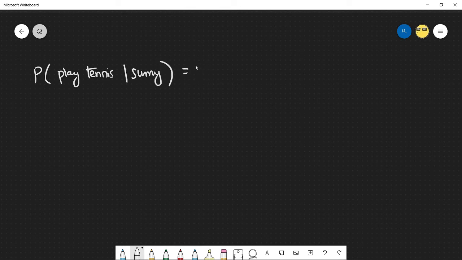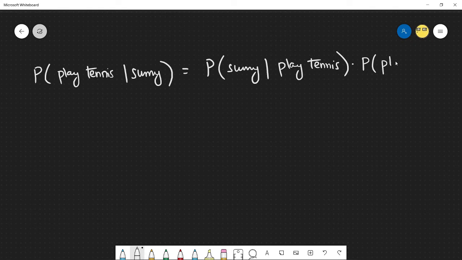So let's start by rewriting naive Bayes with our classification and our variables here. I'm going to say that the probability of me playing tennis, given that the outlook is sunny, based on Bayes' rule, is going to be the probability of it being sunny given that I'm going to play tennis times the probability of me playing tennis.